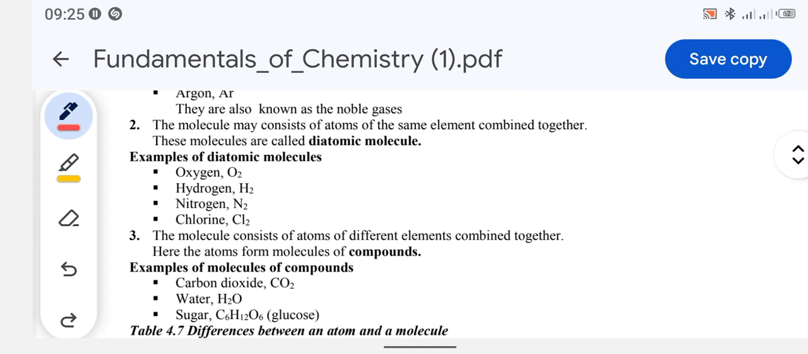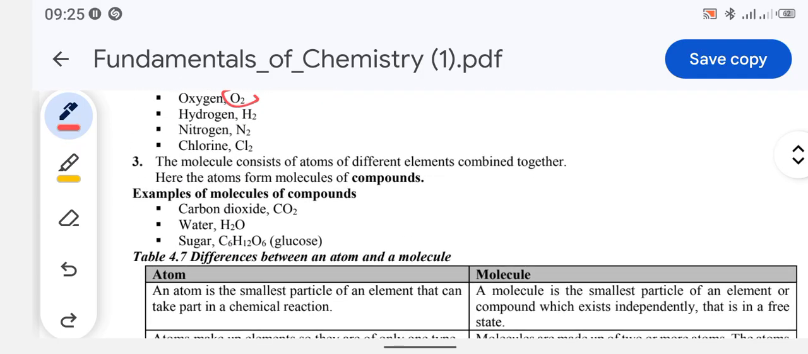Then we have what we call the atomic molecules. These are molecules that cannot exist on their own. They need to exist in pairs of two. That's when they can exist. Examples of this are oxygen, hydrogen, nitrogen, and chlorine.